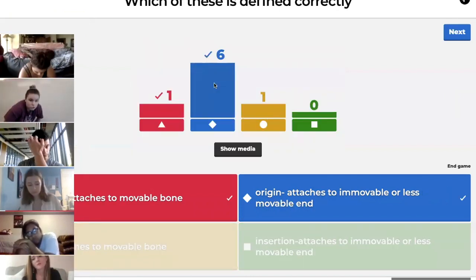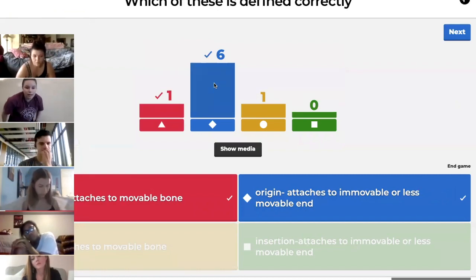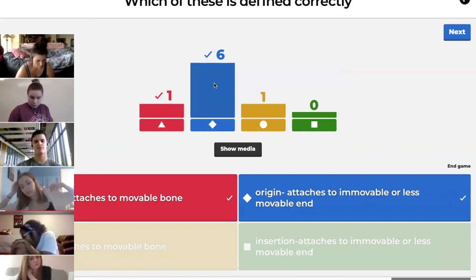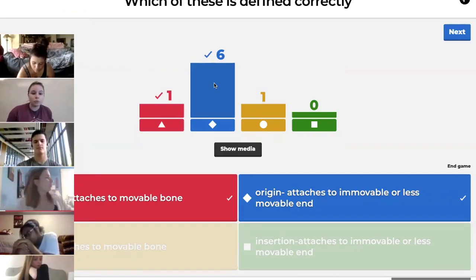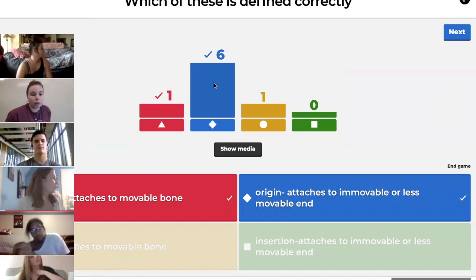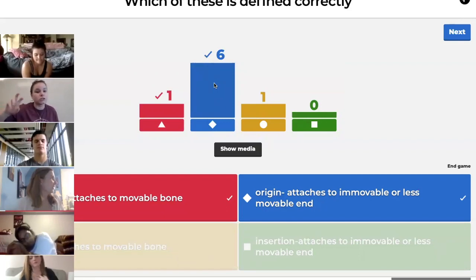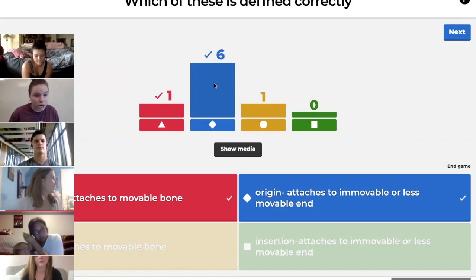Okay, so your insertion is your movable end and your origin is your immovable end. If you weren't here for session, my analogy for this is your origin, where you were born, all that jazz, your family, where you originate, you can't change anything about. You're dealt that hand when you're born, and then your insertion, or where you place yourself in life, is something that you get to change and move. So your insertion is the movable end. That's how I remember it.